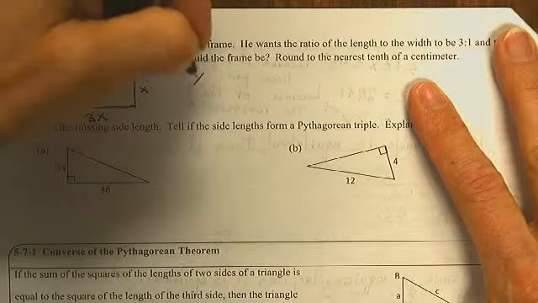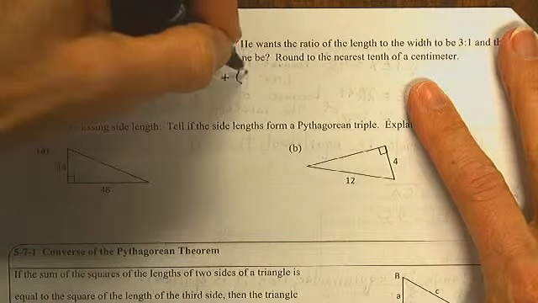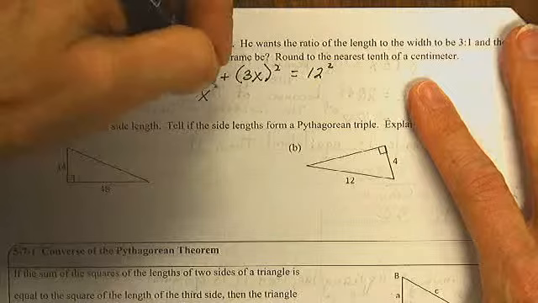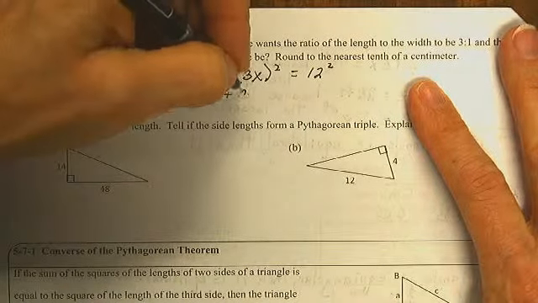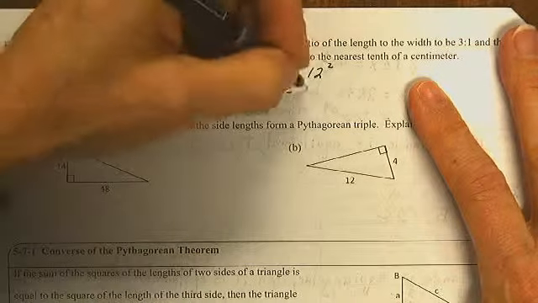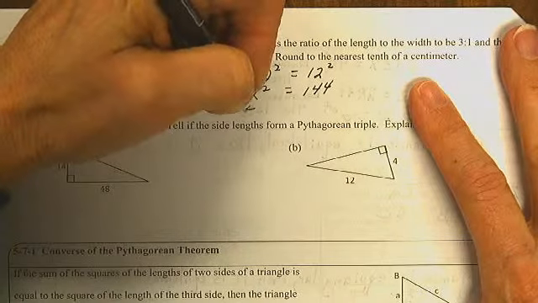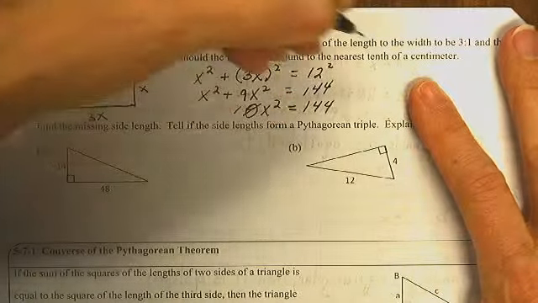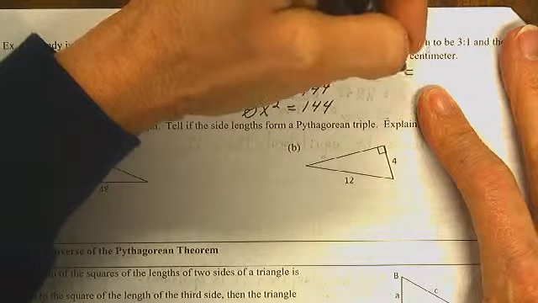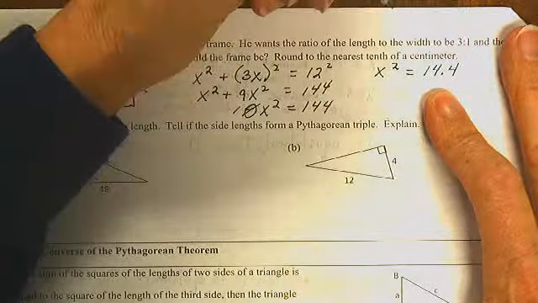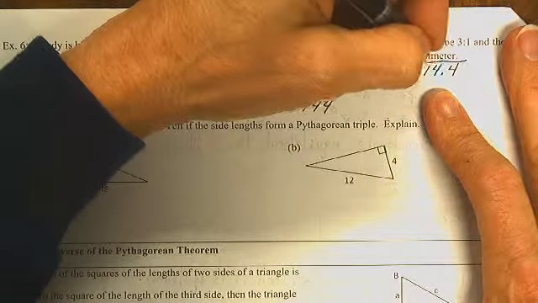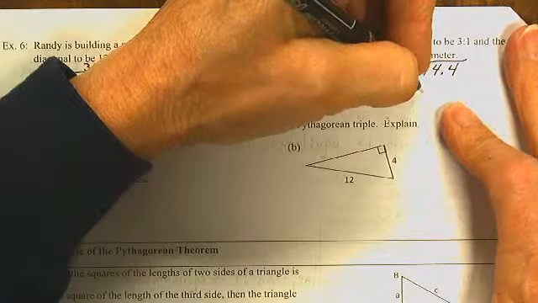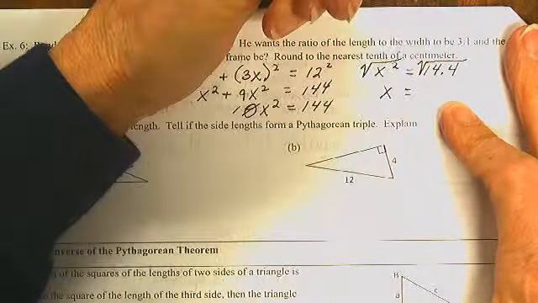We have x squared plus (3x) squared equals 12 squared. X squared plus 3 squared is 9, x squared is x squared, equals 144. Therefore, 10x squared equals 144, and x squared equals 14.4. If I take the square root of both sides, I get x equals 1.2.